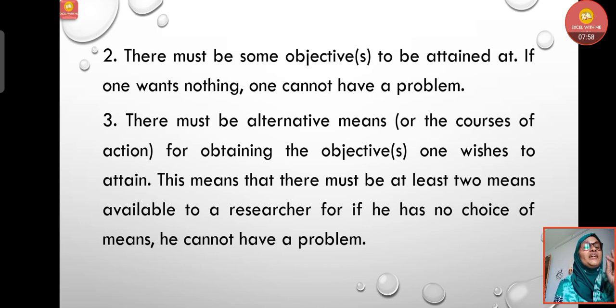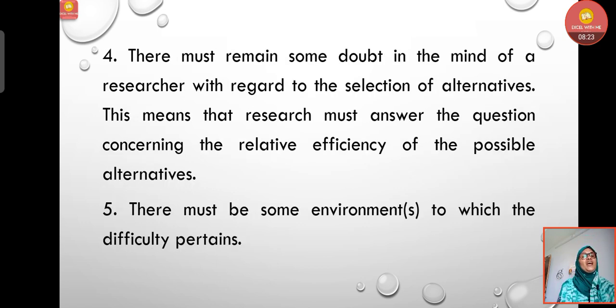Third, there must be alternative means or courses of action for obtaining the objectives one wishes to attain. This means that there must be at least 2 means available to a researcher. If he has no choice of means, he cannot have a problem. Obviously, there should be some means to achieve any end. For the beginning, we must have some means to achieve anything.